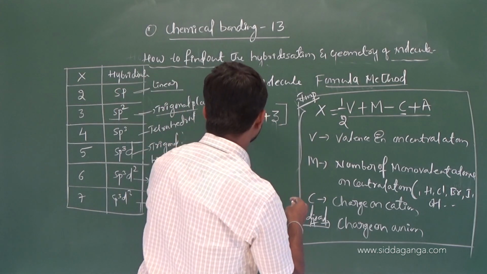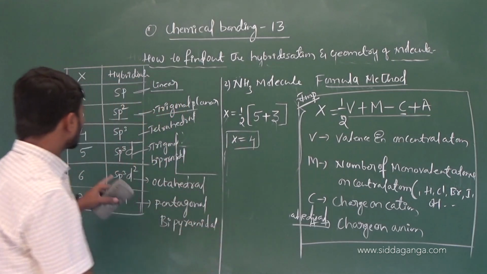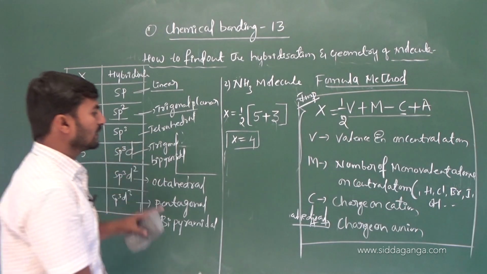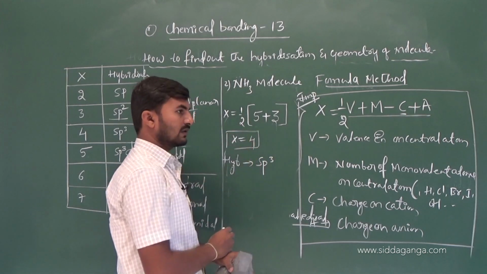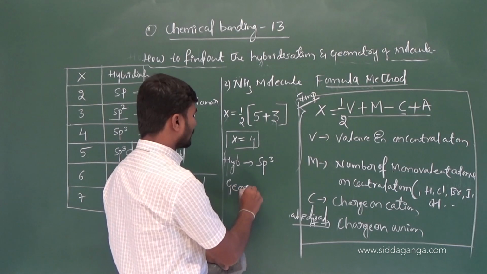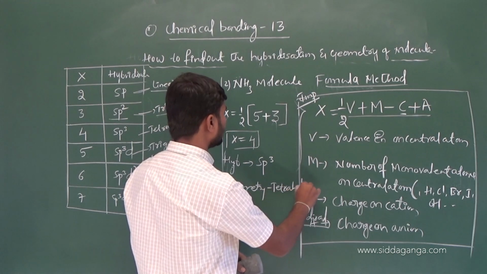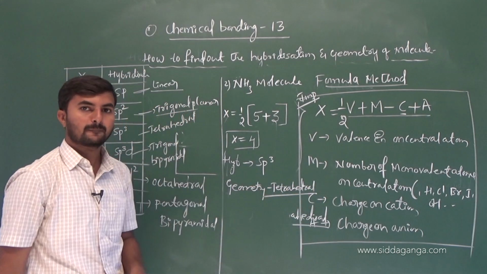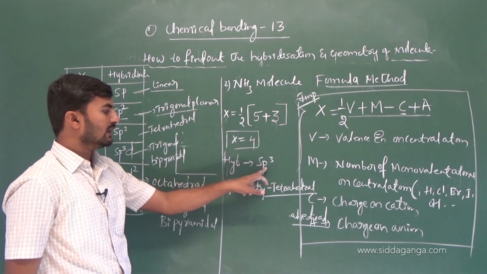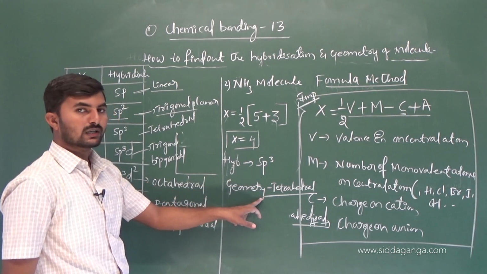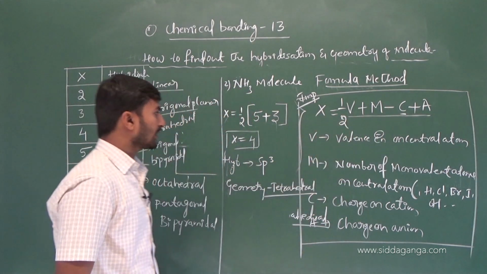Again the value of x becomes 4. If the value of x is 4, which hybridization can it exhibit? sp3 hybridization. It can exhibit sp3 hybridization, followed by tetrahedral geometry. Okay, by finding out the value of x we can easily predict the hybridization followed by the geometry. Then how to find out this value of x? By using this formula.